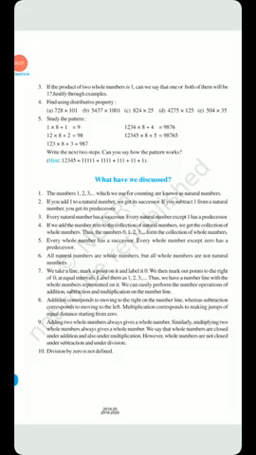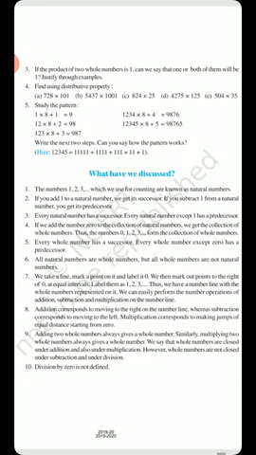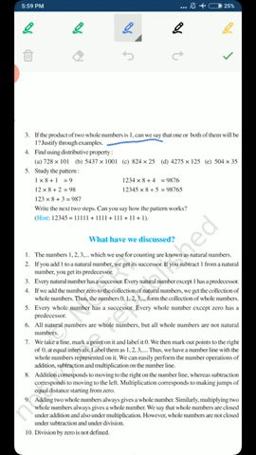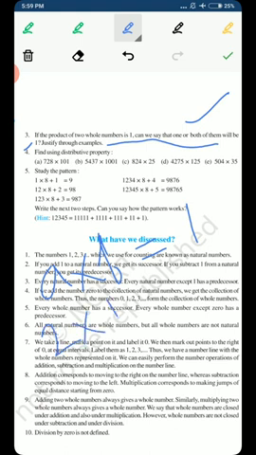The next question says, if the product of two whole numbers is 1, can we say that one or both of them will be 1? Justify through example. Now it's about the product of two whole numbers, and the product equals 1. Like you are multiplying a and b, and the product equals 1. Always keep in mind one thing about a product of 1. Suppose you have a number 2. When you multiply it with 1, you will get 2. When you multiply 5 with 1, you will get 5.